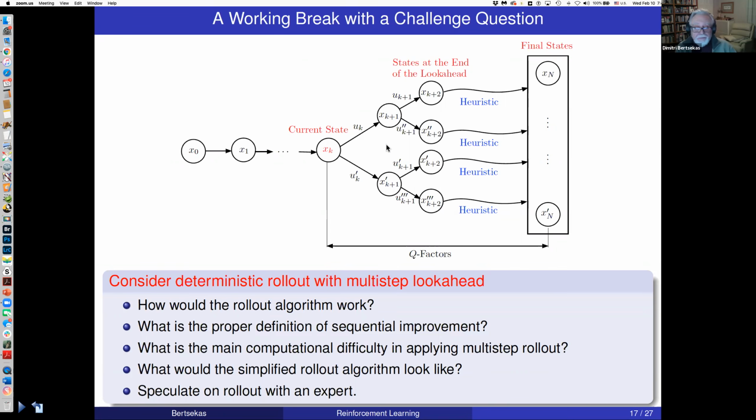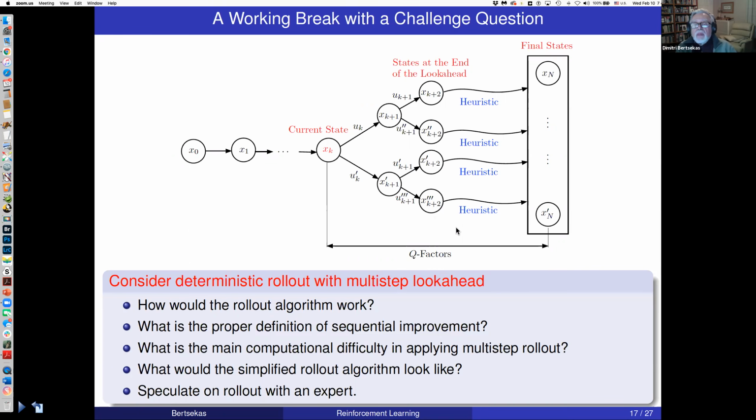Right. So sequential improvement will be the minimum over a sequence of states of Q factors should be less than or equal than the heuristic being used. Exactly, yeah. Okay. Each Q factor corresponds to a sequence of controls, not states, controls. Take the minimum over all sequences, and then that should be less than the cost of the heuristic.